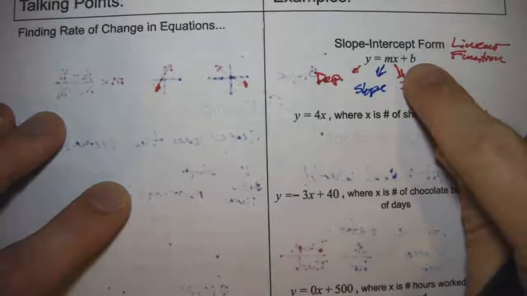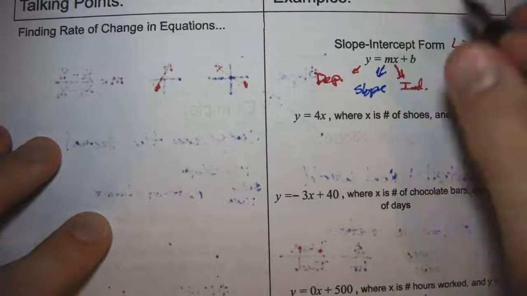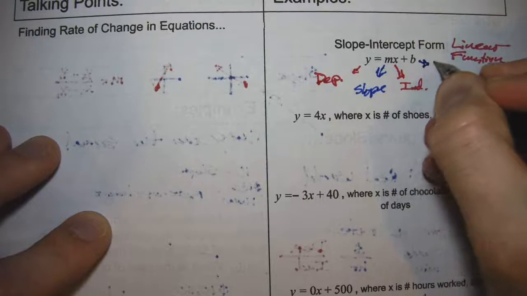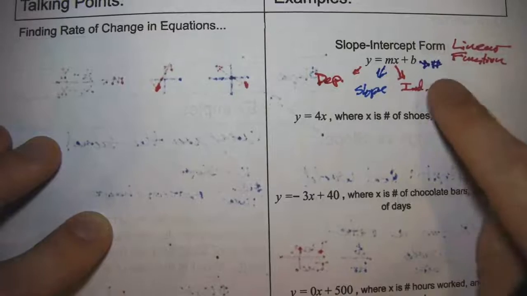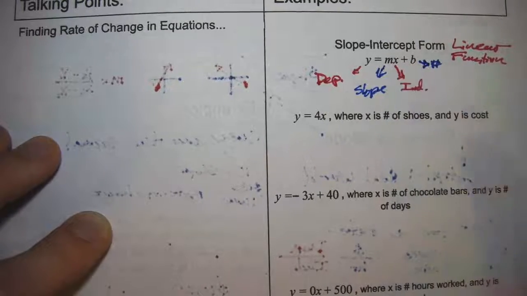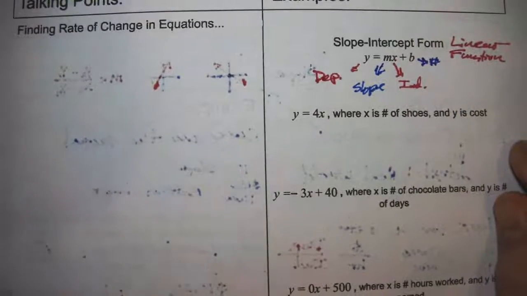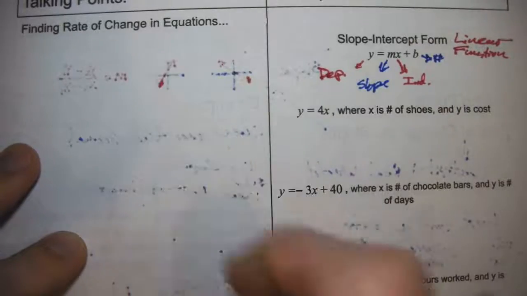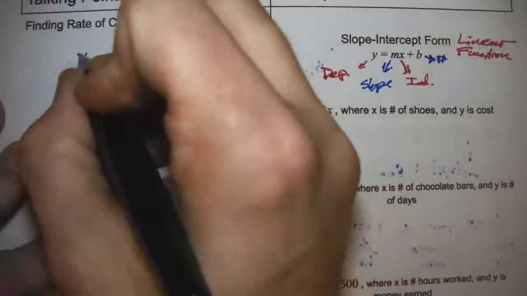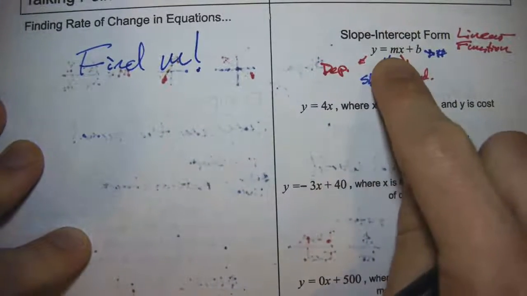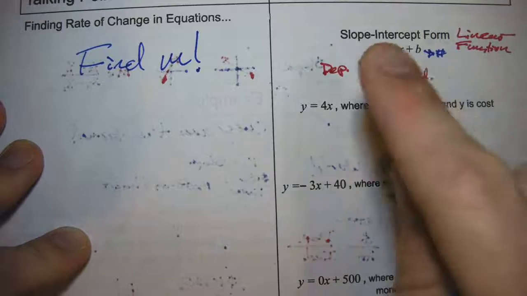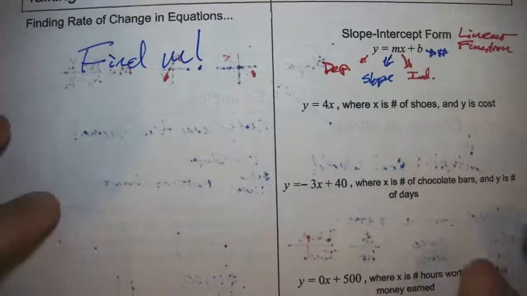Now, b, what in the world does that stand for? Well, b, for right now, is just going to be a number, okay? And we'll talk about what that number means later on. But for now, just know sometimes we'll have a number and sometimes we won't. So the way we find rate of change in equations is simple. Find m. Whatever number sits in front of the x, that's your rate of change. So let me show you how it works.